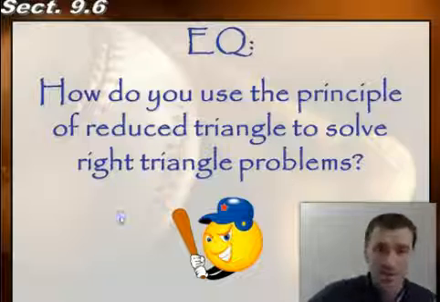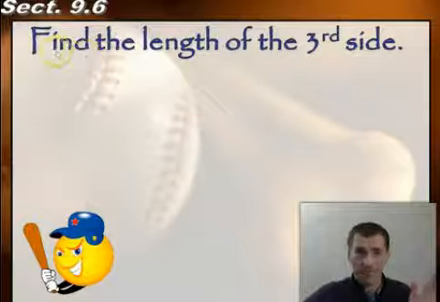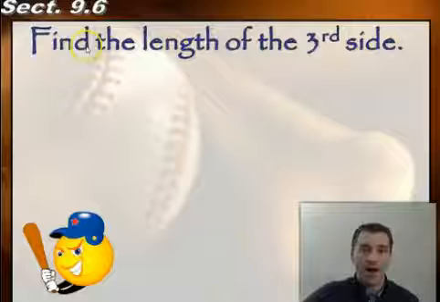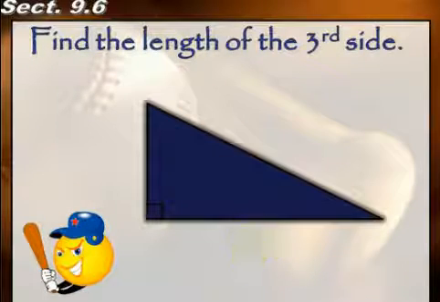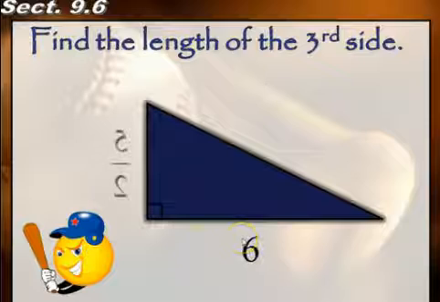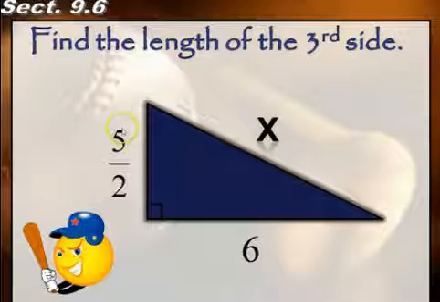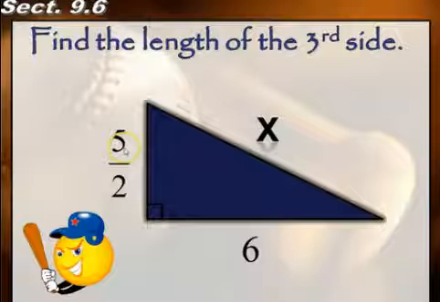So into your notes, let's do this. Write this example. We're going to find the length of the third side of this triangle right here. What's given to you is one leg is 6. The other leg is 5/2, so it's a fraction. And we're trying to find the hypotenuse.